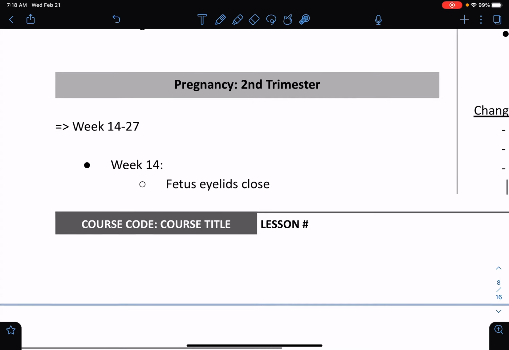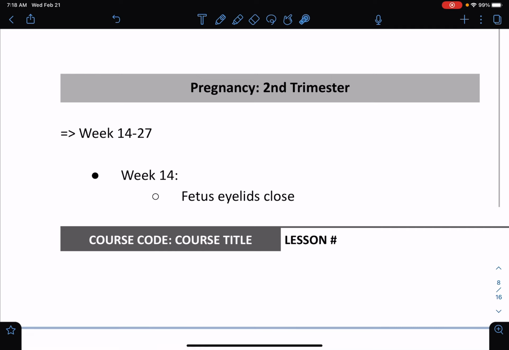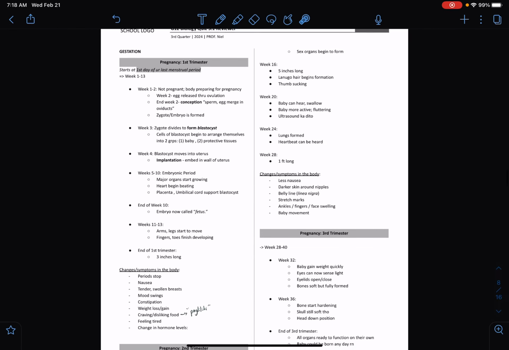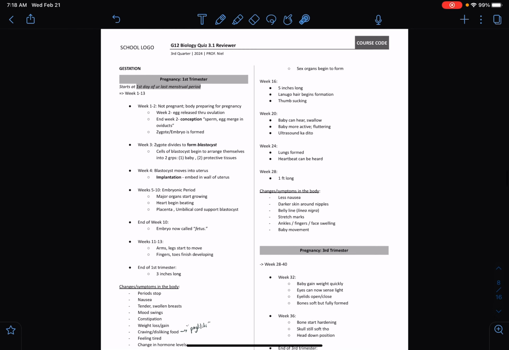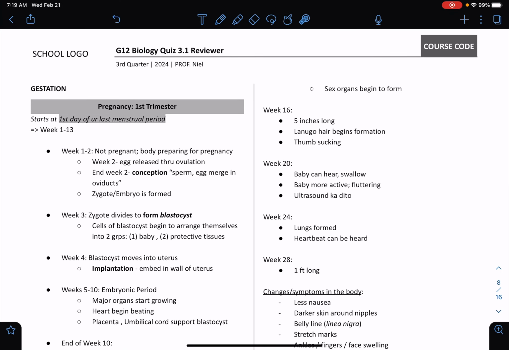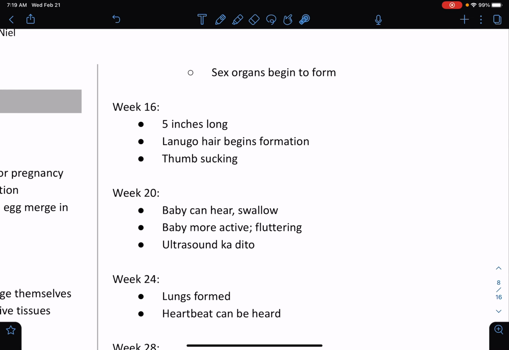So yeah. So for pregnancy, second trimester, weeks 14 to 27. For week 14, the fetus eyelids close, and sex organs begin to form. Usually, upon the delivering of the baby, you can already determine the sex of the baby by the reproductive organ. Now, for week 16, the fetus is supposed to be 5 inches long. Lanugo hair begins formation. This is the hair on the head. And thumb sucking is imminent. It happens during this week.